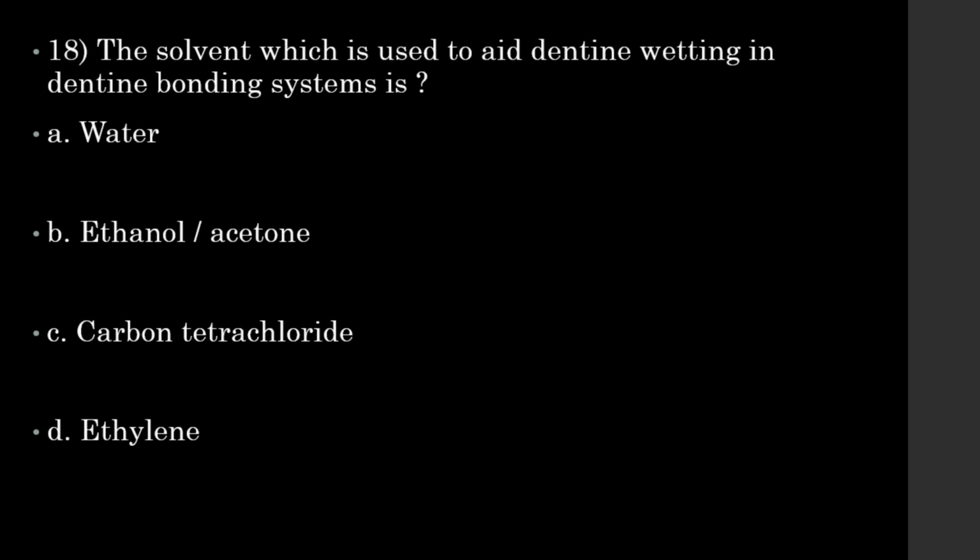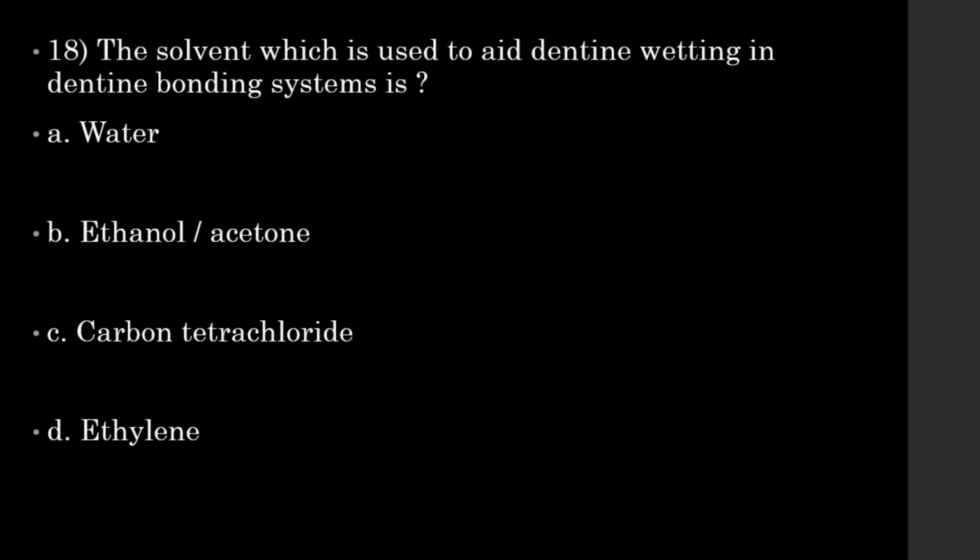Here it goes on your screen. The solvent which is used to aid dentine wetting in dentine bonding systems is option A, water. Option B, ethanol or acetone. Option C, carbon tetrachloride. Or option D, ethylene. So what do you think will be the right answer for this question? Here the right answer is option B, that is acetone.